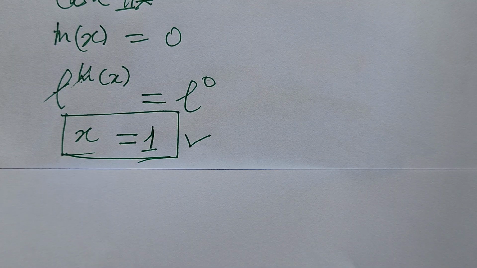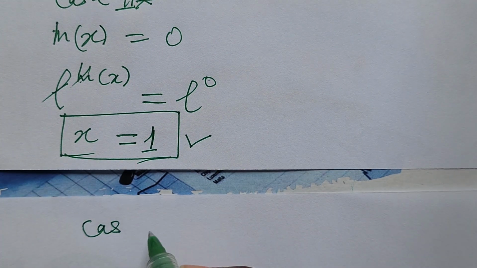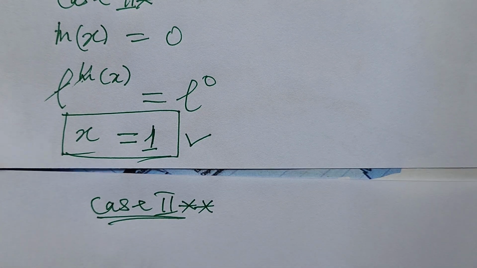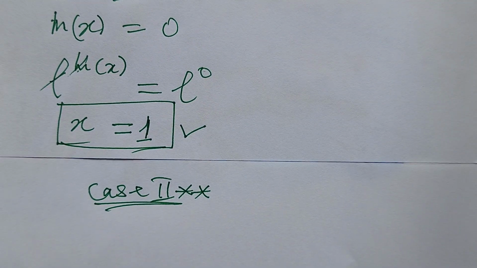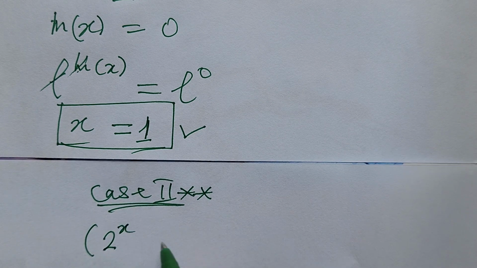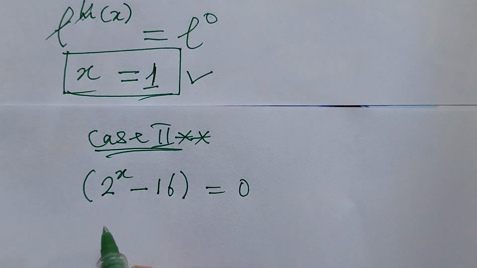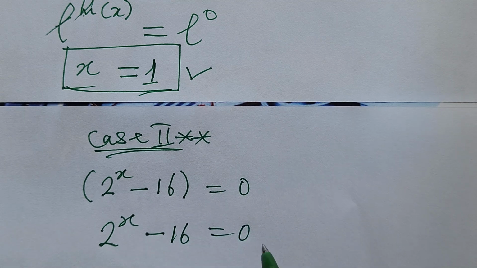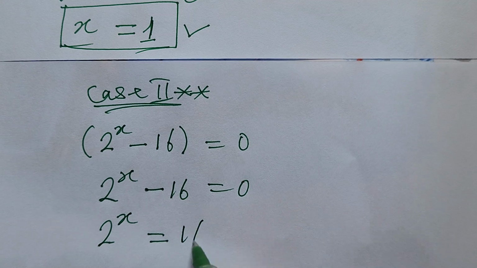Let's take our case 1 star. What is our case 1 star? Let's look at it here. It's going to give us something easy. We have the bracket 2 to the power of x minus 16 equal to 0. So we can open up this to give us 2 to the power of x minus 16 equal to 0. Send this to this side to give us 2 to the power of x equal to positive 16.